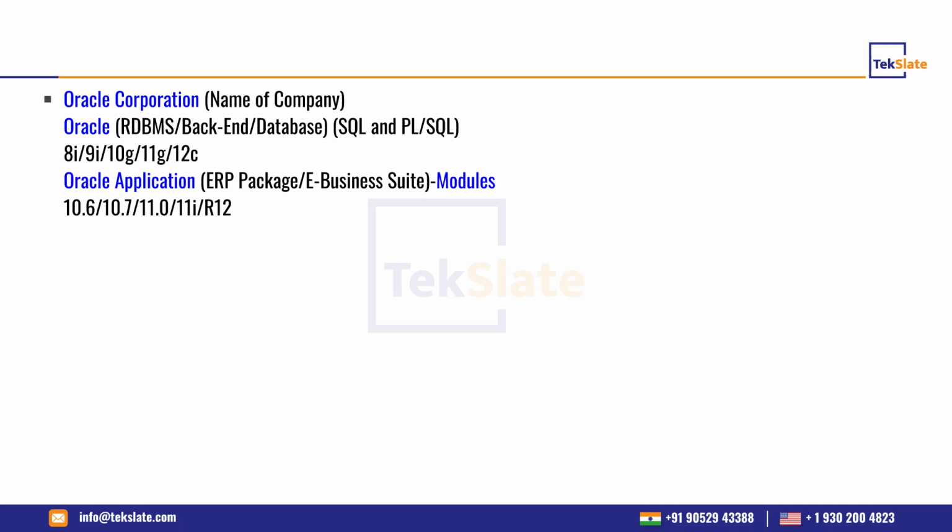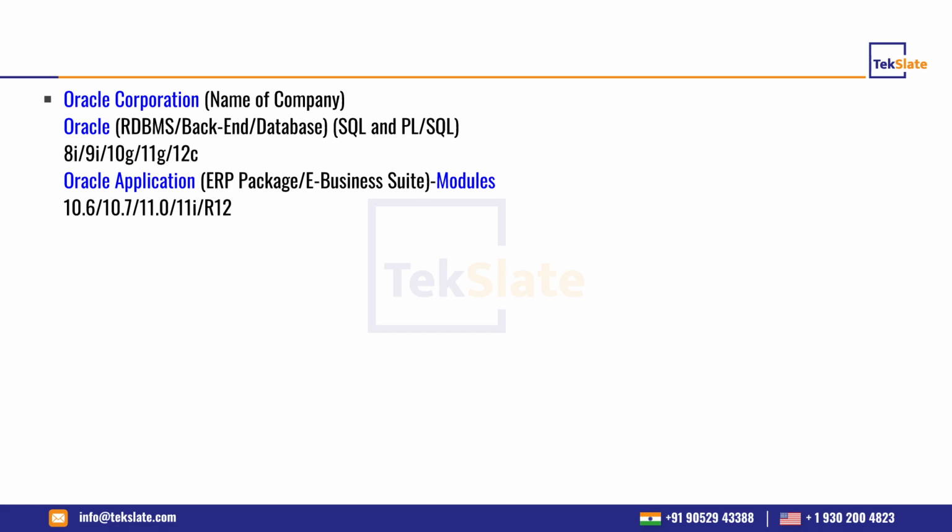Now, you must be knowing about Oracle Corporation. Oracle Corporation is basically the name of the company. They have too many softwares, but I'm not talking about too many softwares now. I'm talking about only two softwares. One is Oracle, one is Oracle application. So these are two different softwares I'm talking about. The first one I'm referring to is the company, and these two things are the two different softwares which Oracle Corporation has.